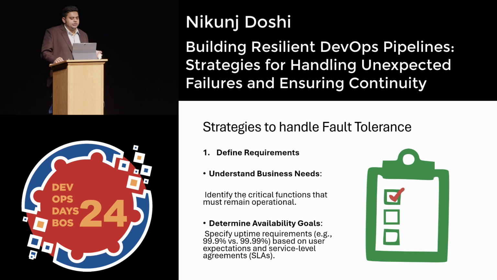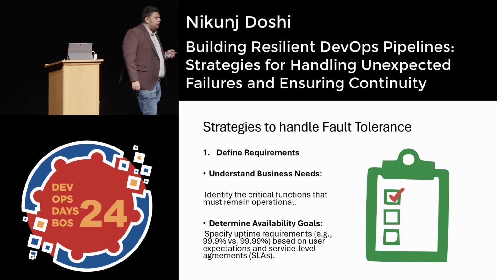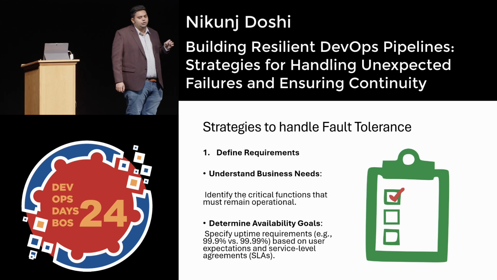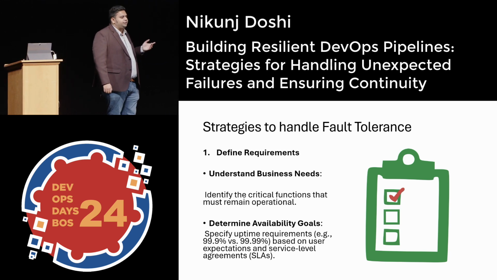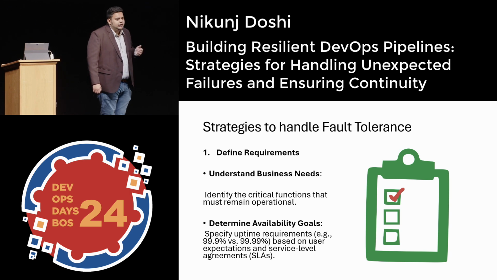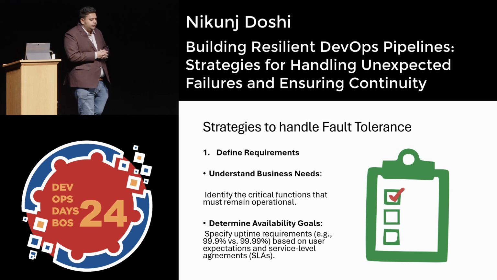So the very first step is defining requirements. We have to understand the key business needs and determine availability goals. Most of the time, for any healthcare or finance application, the service level agreement is five nines. I'm sure everyone in this room is aware of SLAs and five nines. This is a really important requirement for any engineering team to take into consideration.